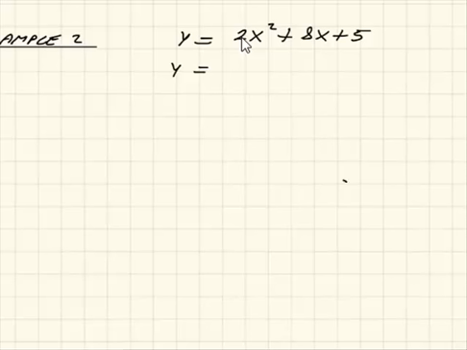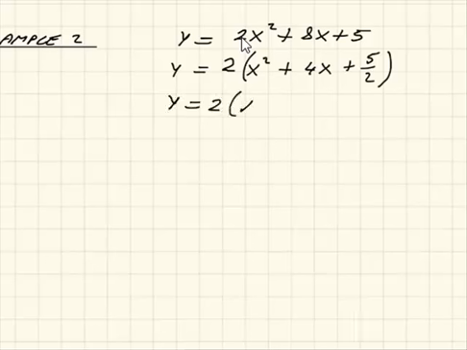y is equal to, if you divide across by 2, you end up with x squared plus 4x plus 5 over 2. Of course, you can't just divide across without compensating. So if you divide across inside the bracket, you must multiply outside the bracket. Once you've done this, you can now proceed to complete the square as normal.